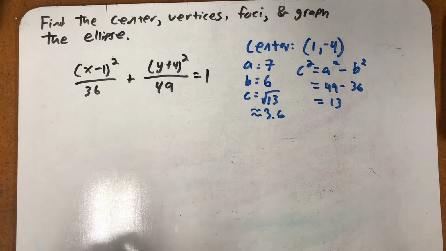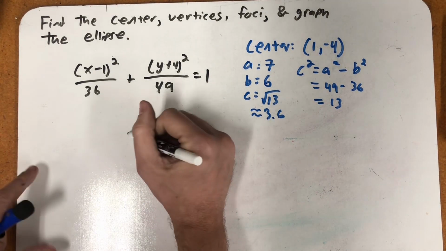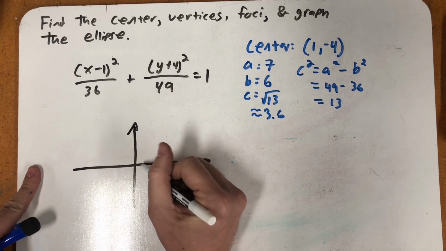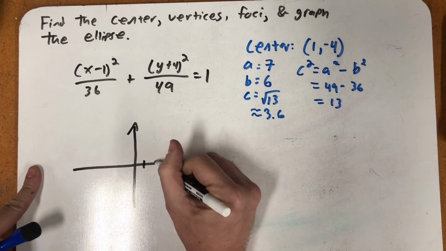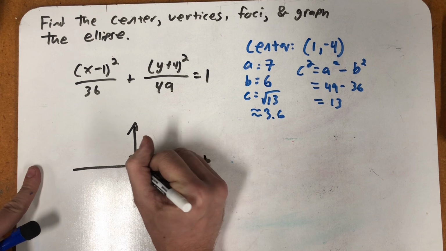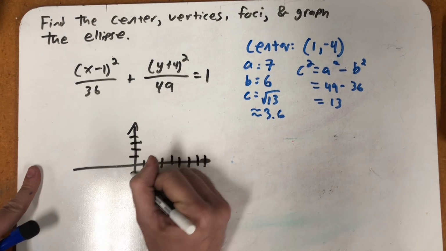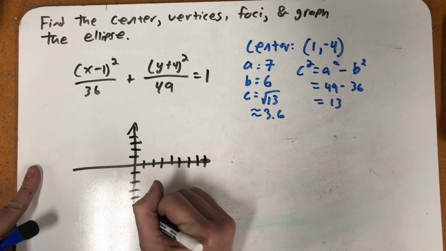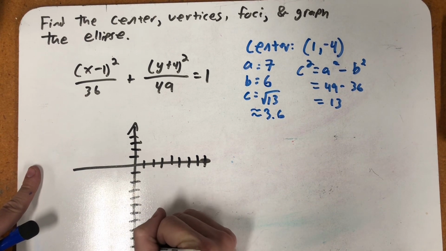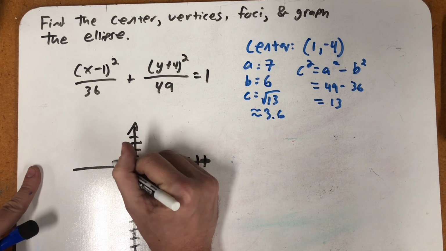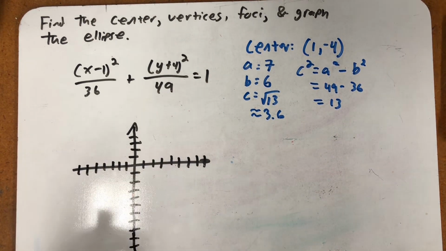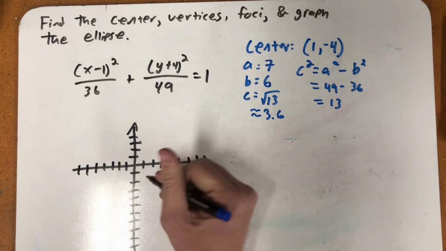All right, so I'm going to go on and start my sketch. I know the instructions say to find all of the things and then graph it, but I always like to get my picture going early. All right, so a bunch of tick marks here. My center is at (1, minus 4).